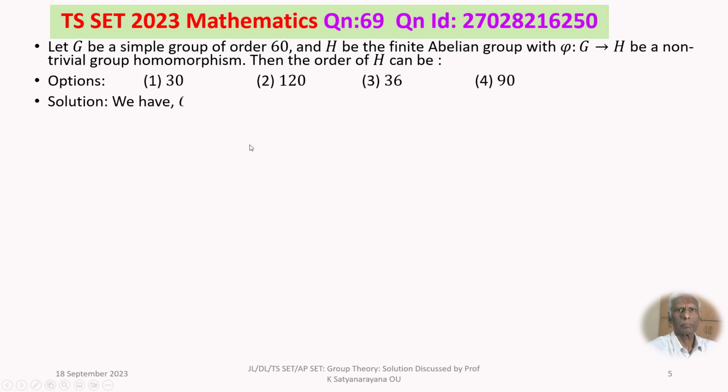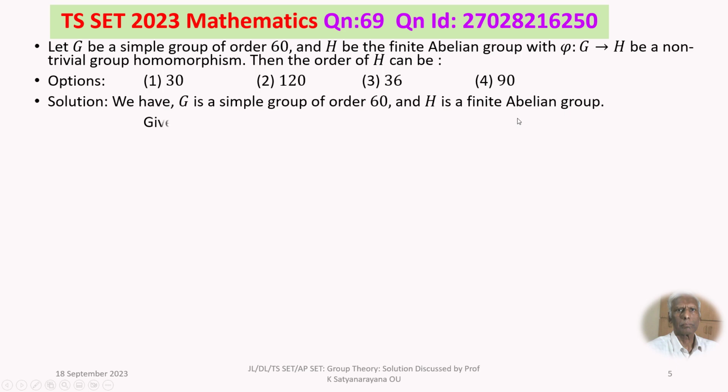Let's now discuss the solution of the problem in detail. We have G is a simple group of order 60 and we are also given H is a finite abelian group. We are given phi is a mapping from G to H, which is a non-trivial group homomorphism.